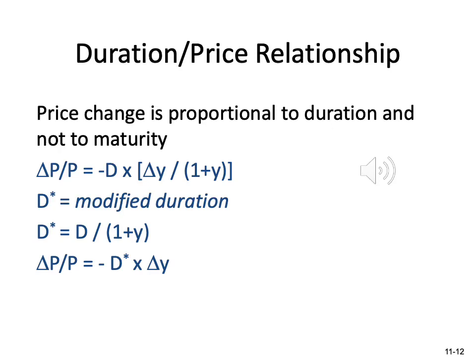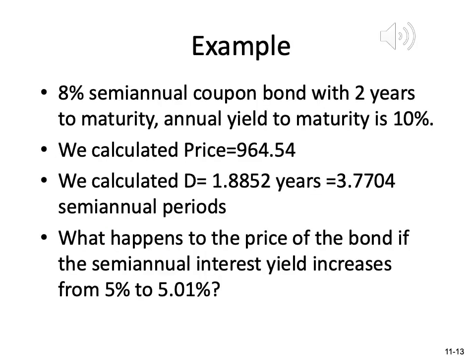We define the modified duration D star equals Macaulay's duration divided by 1 plus y. Then we can simplify the formula as percentage change in the price equals negative modified duration times the change in the yield. I will use the following example to show you how we use the modified duration to calculate the percentage change in bond price.